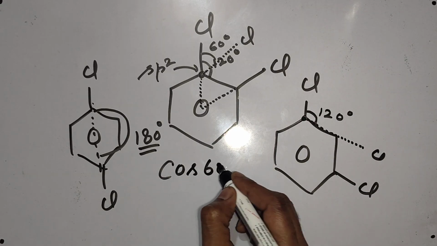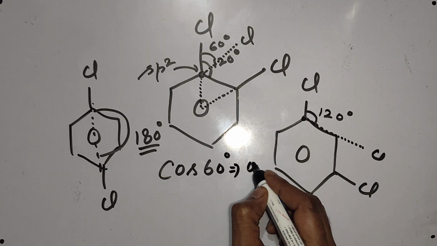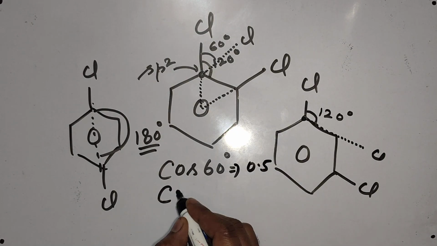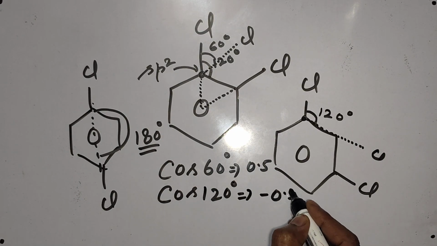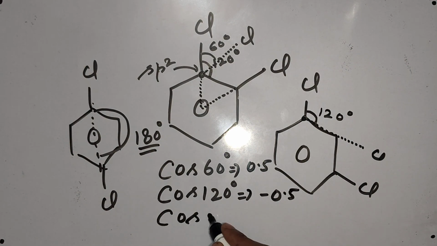Cos 60 degree is 0.5. Cos 120 degree is minus 0.5. And cos 180 degree value is minus 1. Now let's put these values in the parallelogram law formula.